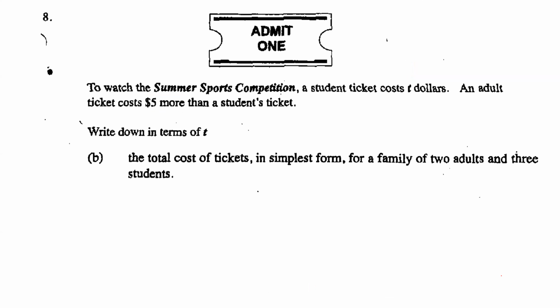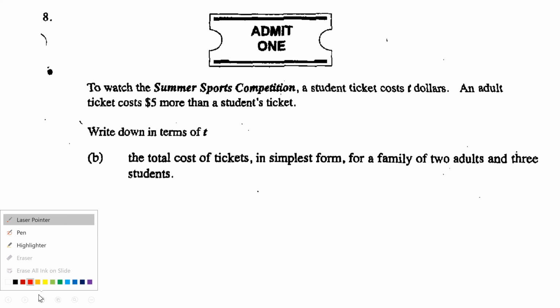Question number 8B. Now, for question number 8B, they said, since you know the cost of an adult ticket, we want you to figure out the total cost of some tickets. We want to figure out the total cost in simplest form, so we have to simplify it, for a family of two adults and three students. So you have to figure out the cost of tickets for two adults and three students.